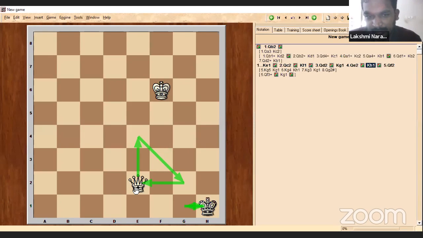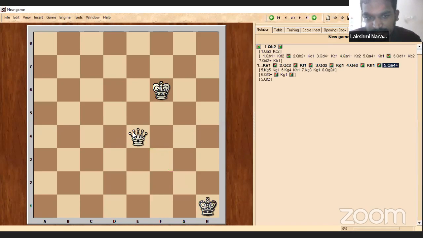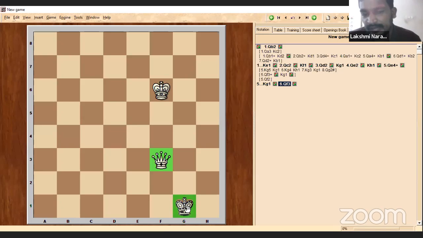Okay, so you can play queen to e4 check. Now, so now when the king comes to g1, now you will get the position queen f3. Now you see you got the same position, but now it is black to move. So black has only one possible move. He cannot go here to f1 or f2 or g2 or h1. So he must go to h2.